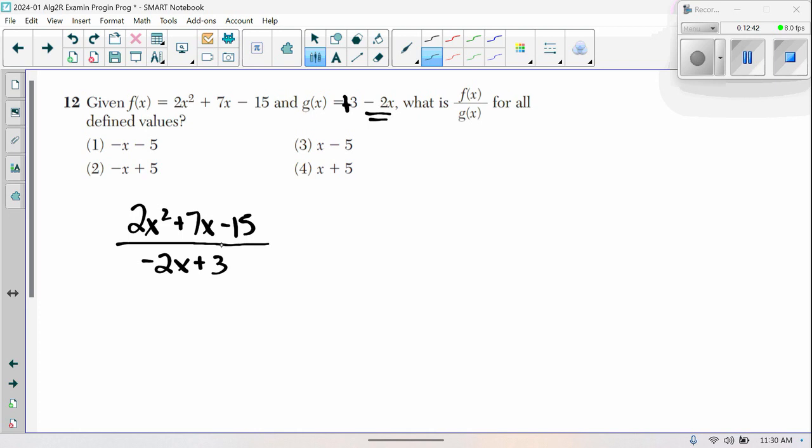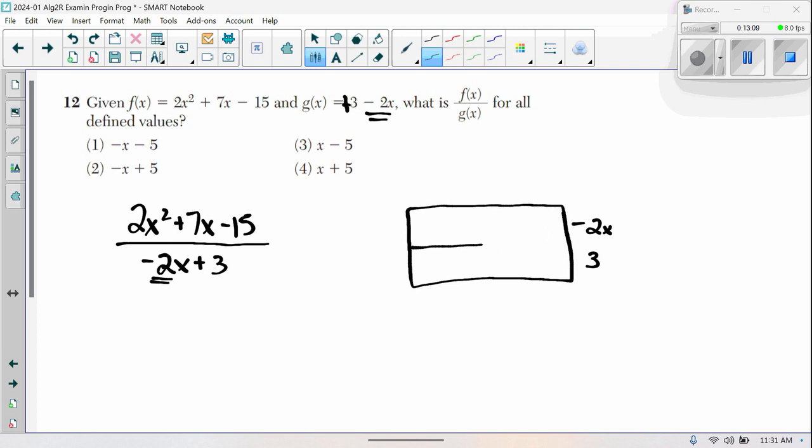For the first video, numbers 1 through 8, there was a division problem, and I did synthetic division. That's because the number in front of my x at the bottom was a 1. This is not a 1, it's a negative 2. So I'm going to use reverse tabular. Negative 2x and a 3. Those are going to be the two values on the right side of my rectangle, so I split those in half.